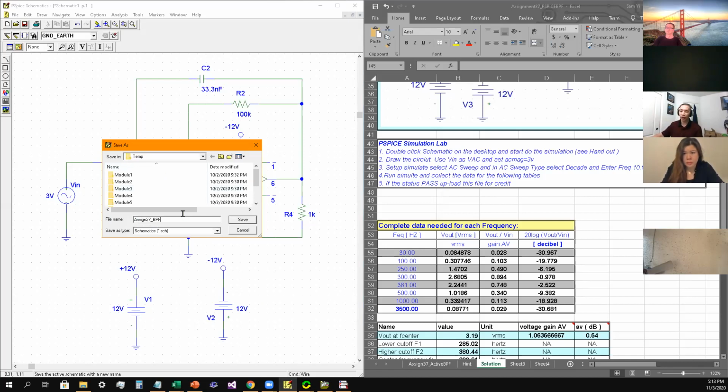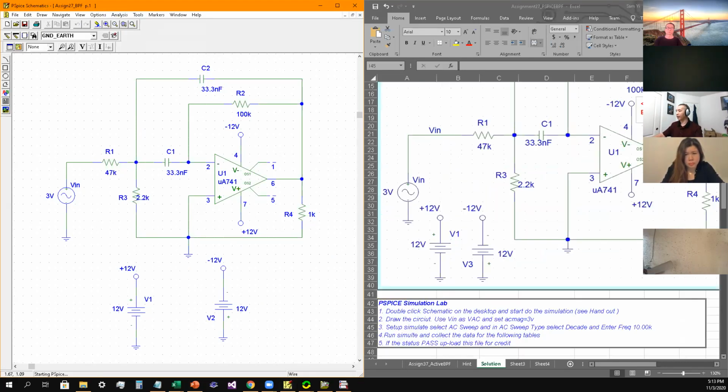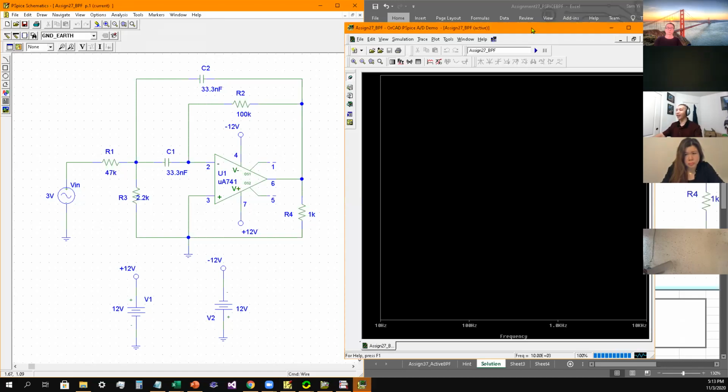You can name it whatever you want, I'm just giving you an example. This is for assignment 27, PSpice for band pass filter, so BPF. Okay, click on that to save, and that's done. Now I'm ready to simulate. So go up to Analysis, Simulate, and then we're going to start collecting our data. Oops, you've got us all that answer already.